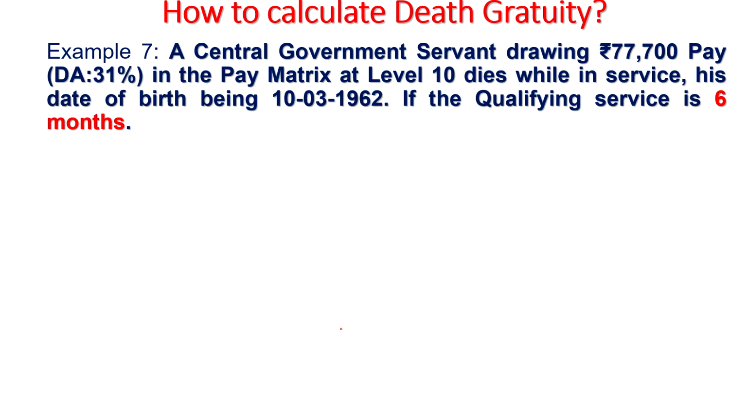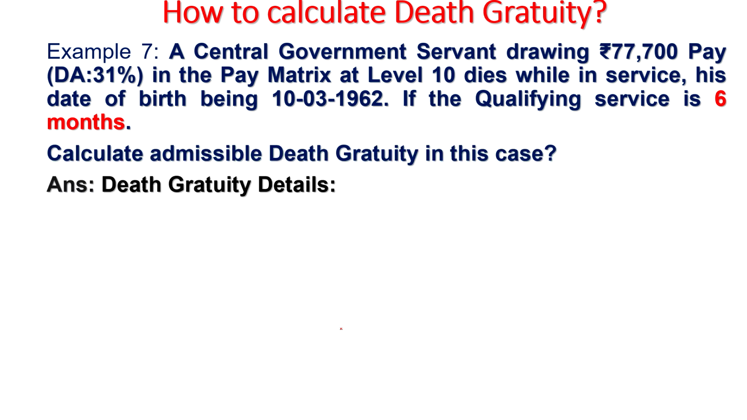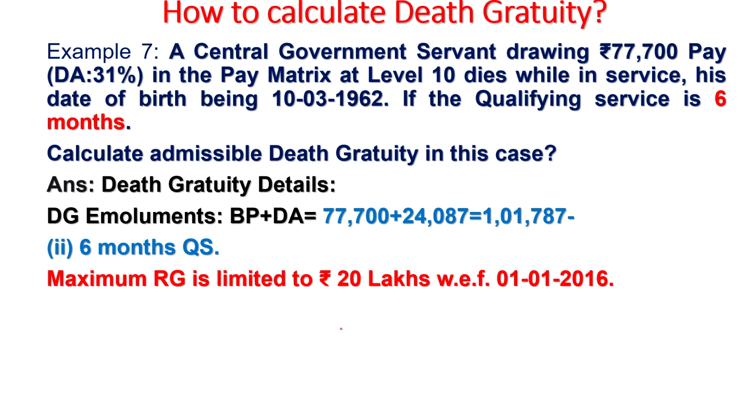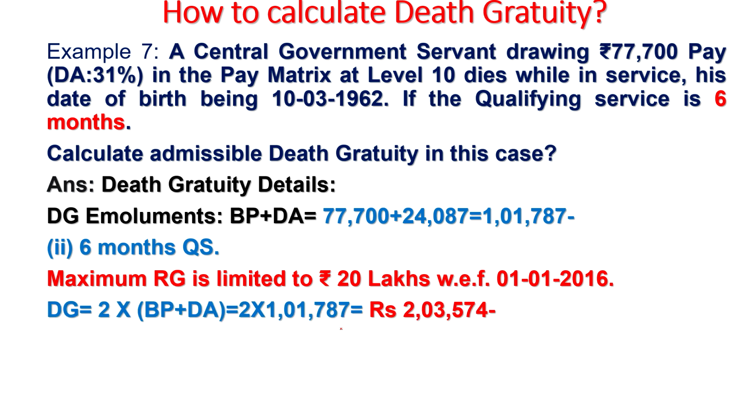And let us see the seventh example. In the same case, the qualifying service is 6 months, then the death gratuity will be paid. DG emoluments will be the same. 6 months is the qualifying service and 20 lakhs is the maximum, and DG will be 2 times the emoluments, that is 2 into basic pay plus DA, that comes to 2 lakhs 3,574 will be paid. Okay.